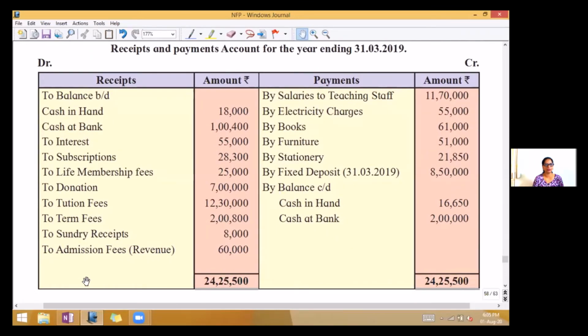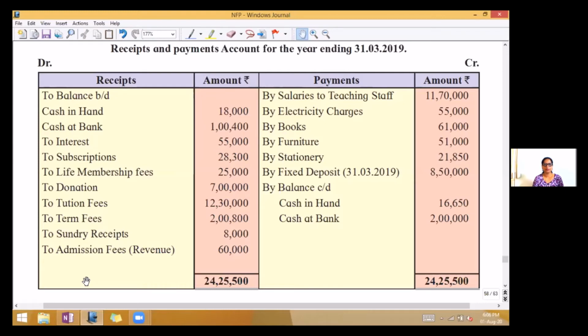Quickly we will go through the receipts. It is to balance brought down, cash in hand, cash at bank. Always remember that we have to ignore this first balance given on the receipt side of cash in hand, cash at bank. Next is to interest, to subscriptions, life membership fees, donations, tuition fees, term fees, sundry receipts, admission fees, revenue. Revenue means you will write on the income side.